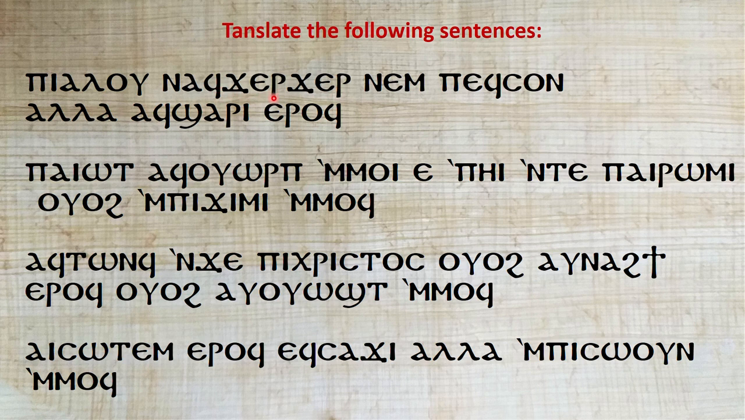Nem, with. You see, nem. Okay, because with his brother. Nem pevson. Pev means his, son, brother. So the boy was playing with his brother. Ala, but this is from Greek origin. Af shari. Af means he in the past tense. Shari means to beat. To beat him, beat him. So ala af shari erof, but he beat him. We don't say af shari emof, af shari erof.